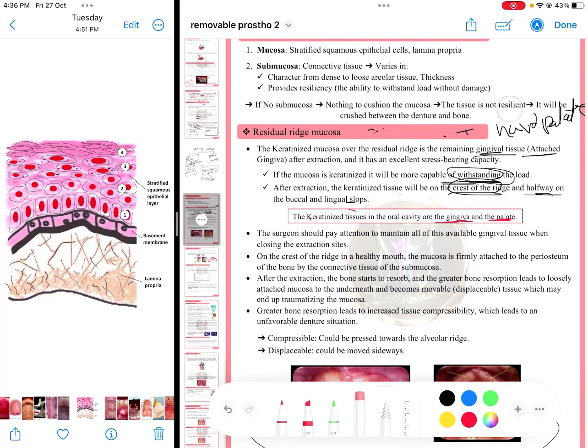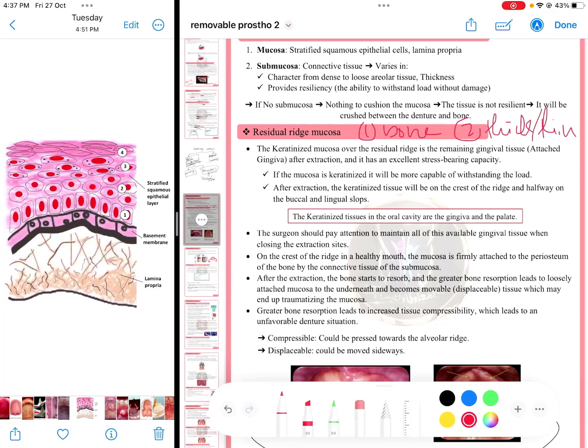Okay. So, as we said before, if you want to know whether this tissue will withstand the forces or not, we look at the bone. We look at the submucosa, whether it's thick or thin, and we look at whether it is keratinized or not. So the residual ridge mucosa is keratinized now. That's why, when you extract a tooth, you have to pay attention to the available gingiva. On the crest of the ridge, the mucosa is firmly attached to the periosteum.